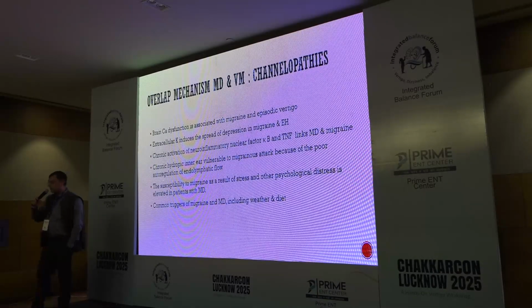Chronic activation of immunoinflammatory nuclear factor kappa B and tumor necrosis factor links Meniere's disease and migraine. A chronic hydropic inner ear is vulnerable to migraine attacks because of the poor autoregulation of the endolymphatic flow. Moreover, the susceptibility to migraine as a result of stress and other psychological distress is elevated in patients with Meniere's disease. Similarly, both migraine and Meniere's disease have common trigger factors like the change in weather and diet.